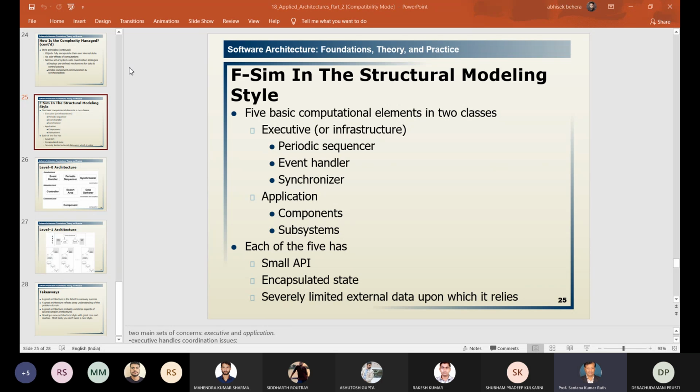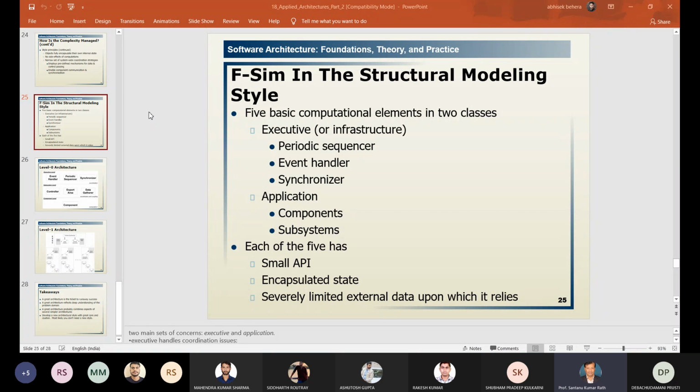So to simulate means what? To make a copy of the actual situation. They think that they are actually sending a shuttle, but in a computer terminal they make a simulation. So these are the simulators, the FSIM simulator.